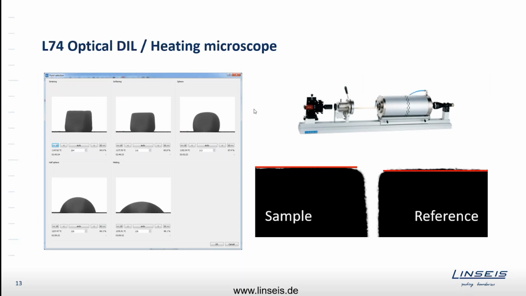Besides the modular standard program, I also promised to have a closer look at the special versions. So I will just introduce all the special versions that we have, beginning with the heating microscope and optical dilatometer. We have this contact-free optical system where we have a sample holder that's just a platform where you place your sample on. And then you have a high-resolution camera system that can operate in two ways.